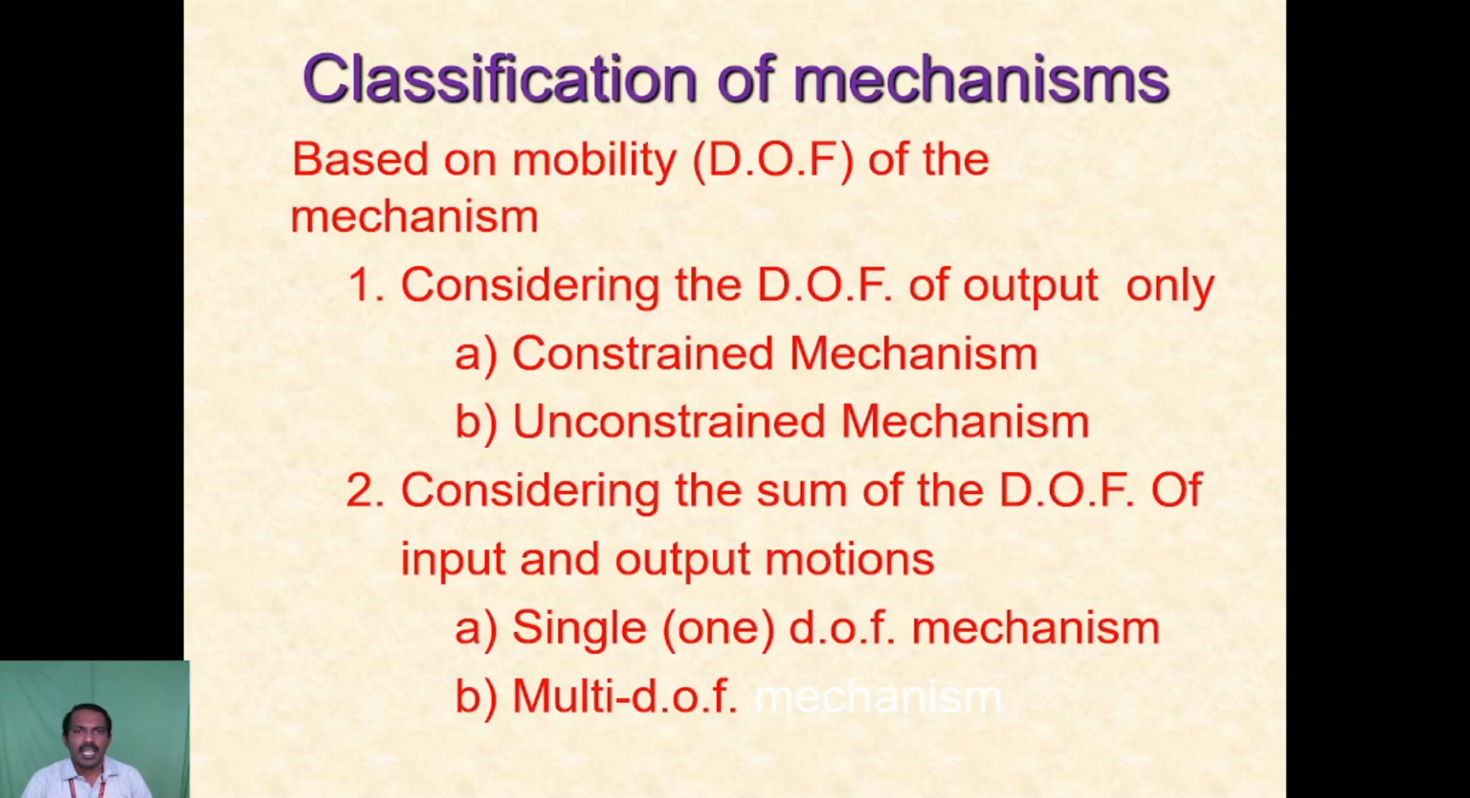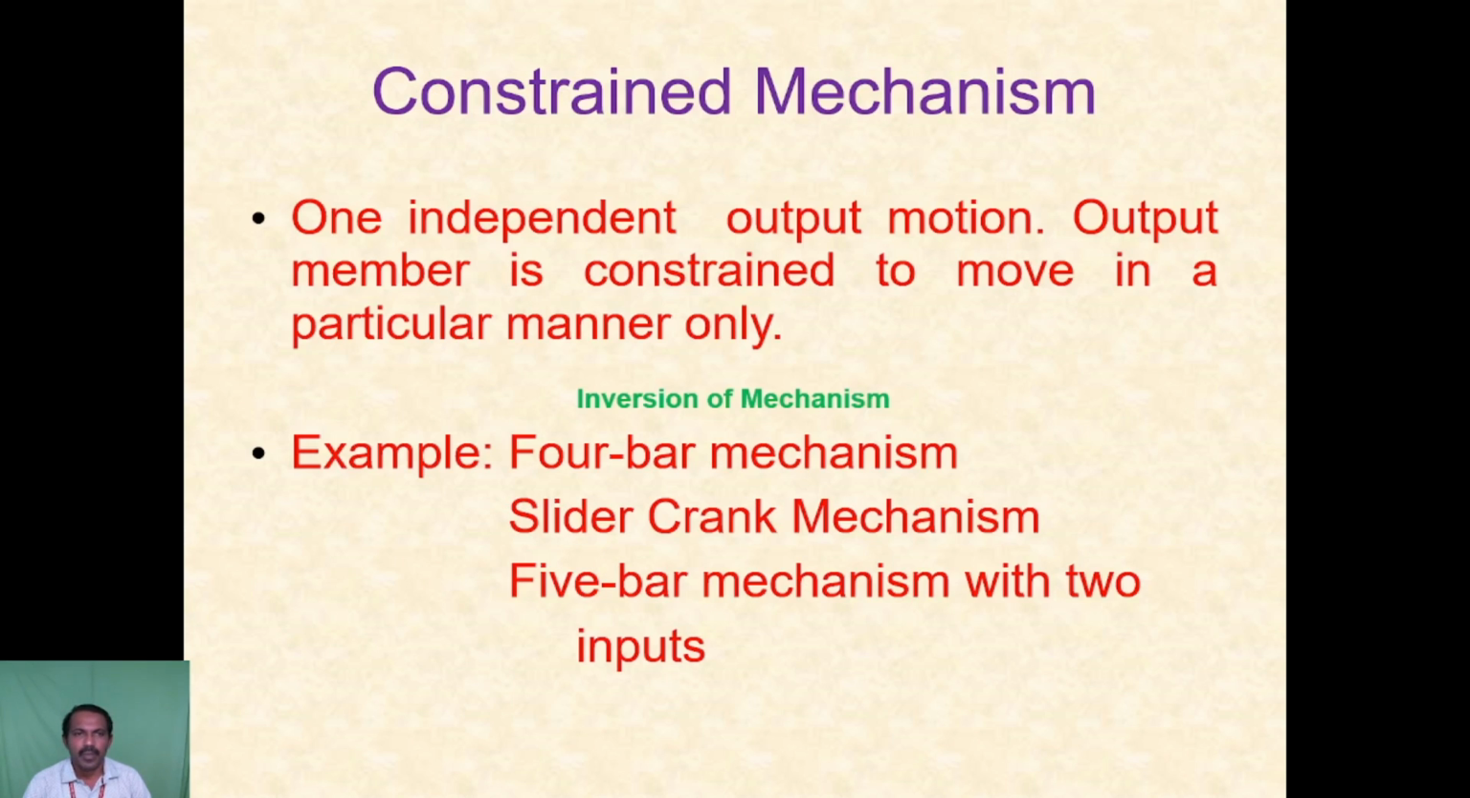Next one is the classification of mechanisms. Based on the mobility, that is DOF, the degree of freedom of the mechanism. Considering the degree of freedom of output only, there are 2 types: constrained mechanism and unconstrained mechanism. Second, considering the sum of the degrees of freedom of input and output portions, there are single and multiple degree of freedom mechanisms.